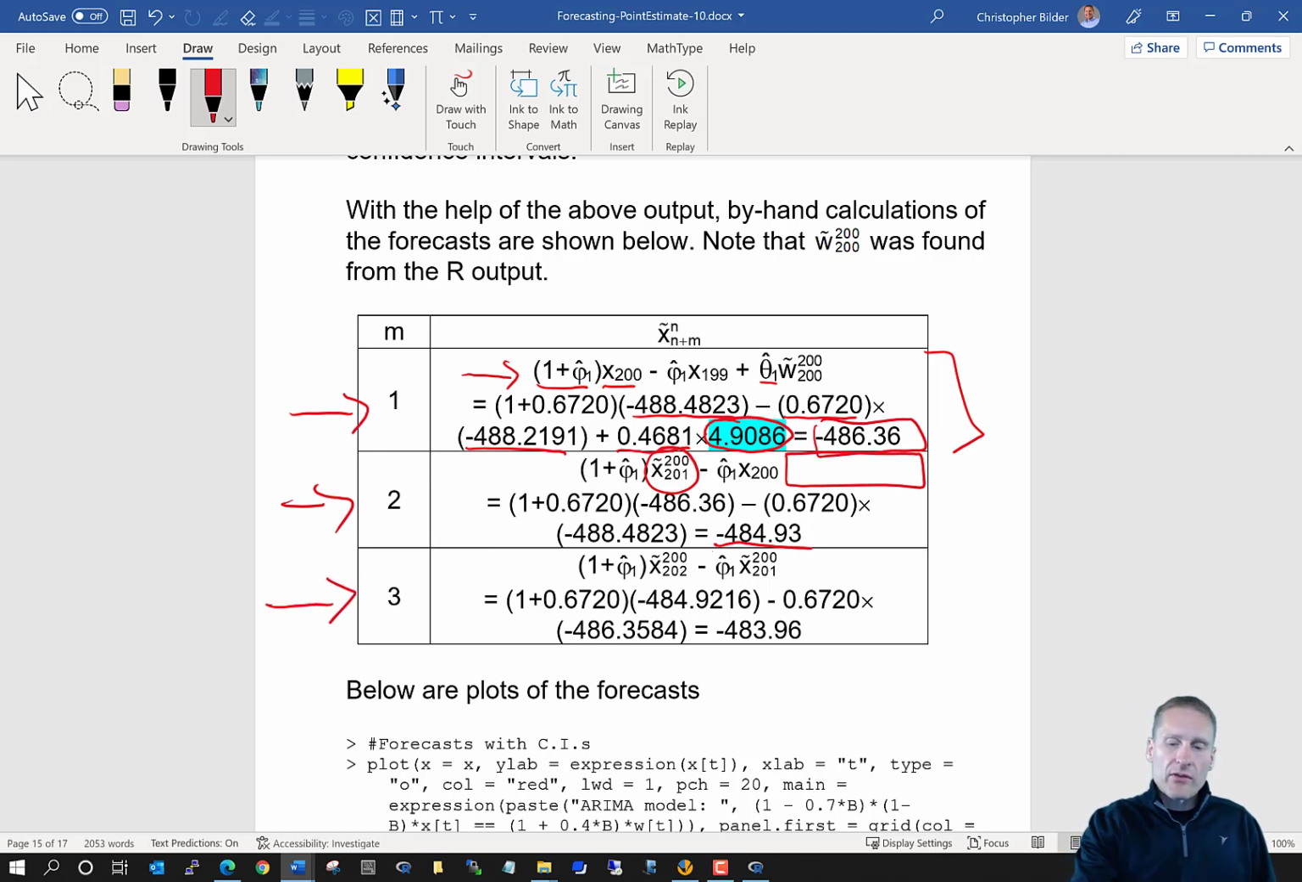3 time points into the future. Notice I have now both of the forecasted values in there from the previous 2. And again, just applying what we had written out previously.